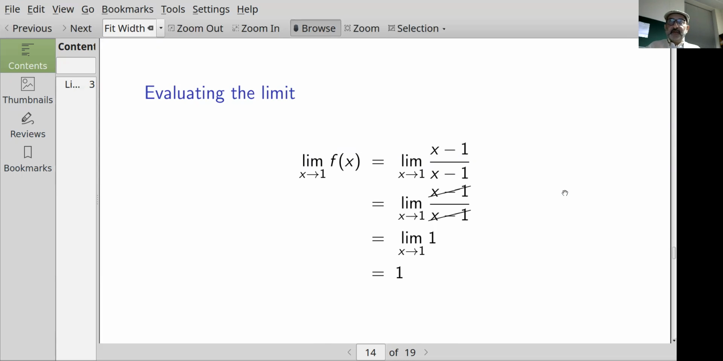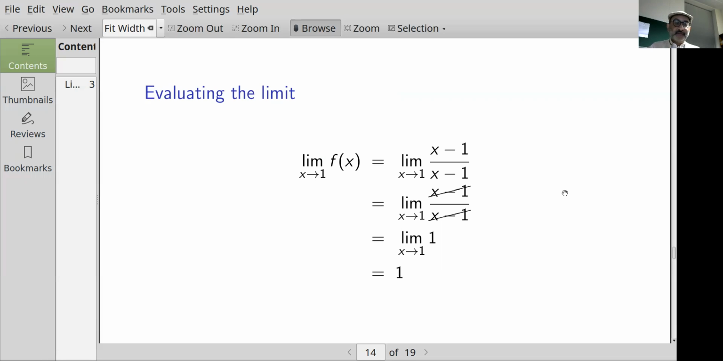Now, when x is not equal to 1, you're allowed to cancel. I mean, you never want to be dividing by zero, but this says that x is getting really close to 1, but is never equal to 1, in which case x minus 1 is not 0. So x minus 1 can cancel with x minus 1, and that'll give us 1. Okay, so the limit as x goes to 1 of f of x is equal to the limit as x goes to 1 of 1. And as x gets arbitrarily close to 1, 1 is arbitrarily close to 1.